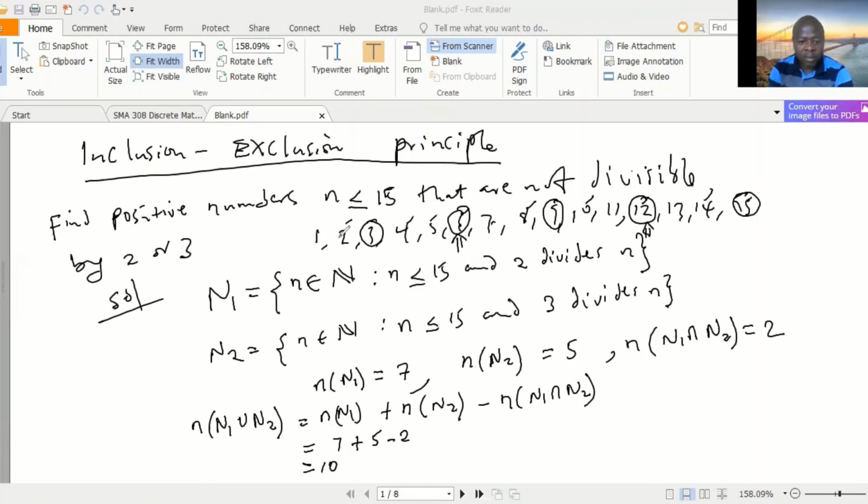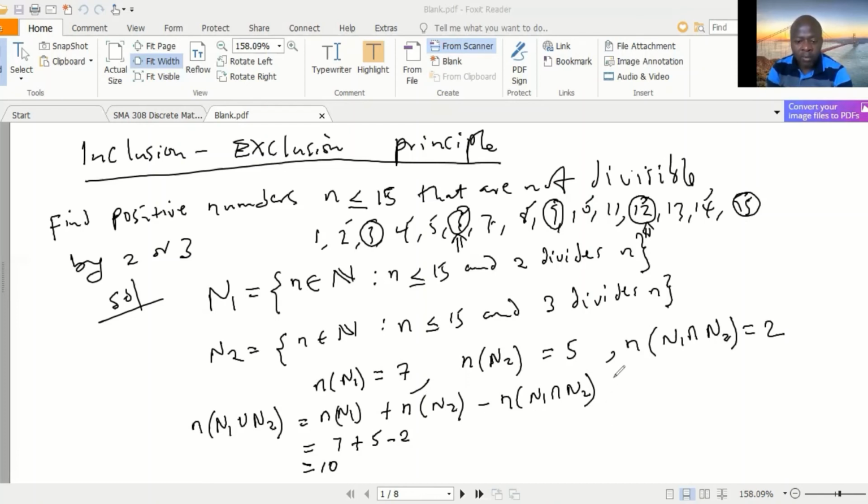And you can count. This is divisible by 2, so that's 1. Divisible by 3, that's 2. Divisible by 2, 3. This one 4. This one 5. This one 6. This one 7. This one 8. This one 9. This one 10. So those are divisible by either 2 or 3. Their total number is 10.